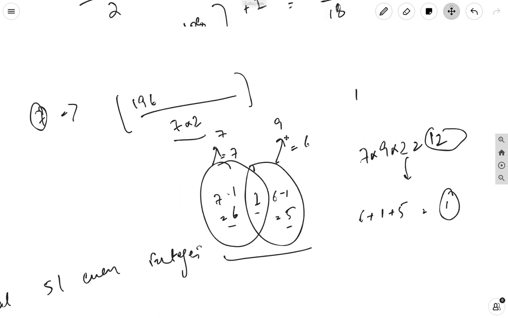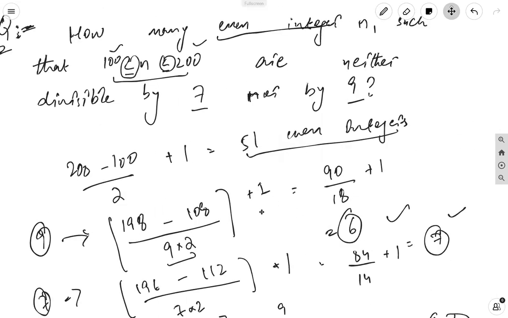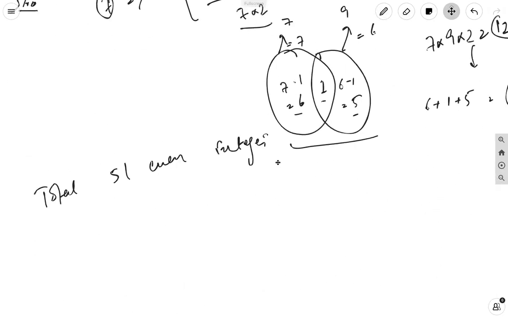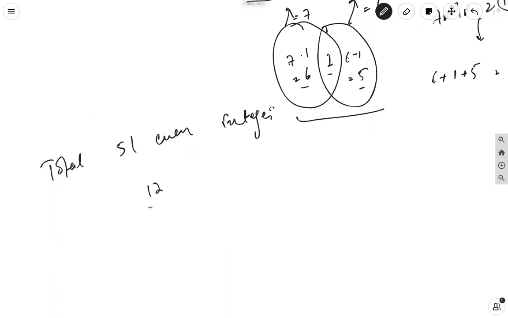And the question is saying those are neither divisible by 7 nor by 9. So there are 12 such instances in which that is divisible by 7 and by 9. So we need to remove 12 from 51. That is our required answer, which is 39. Someone came up with 38, though very close, but still the answer is wrong, right?